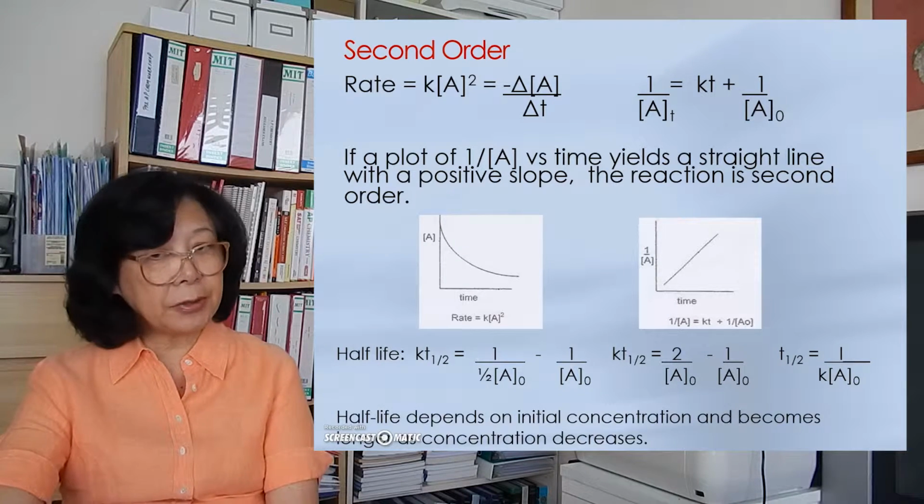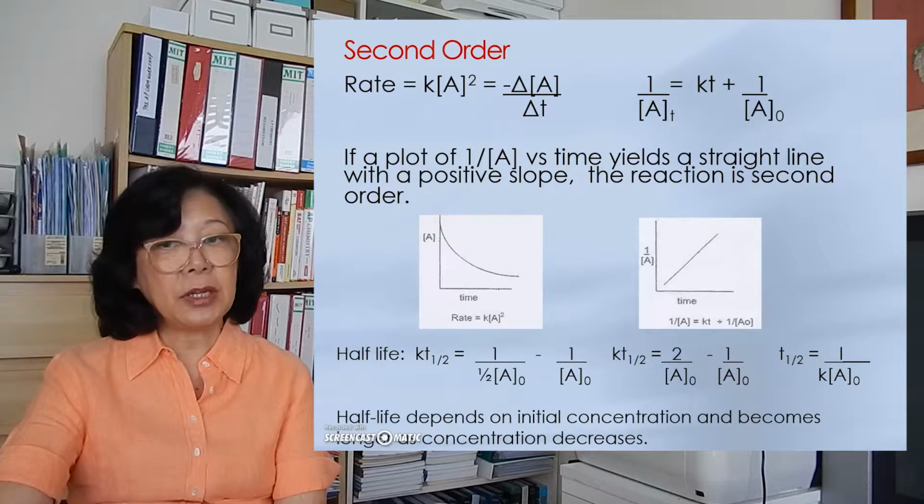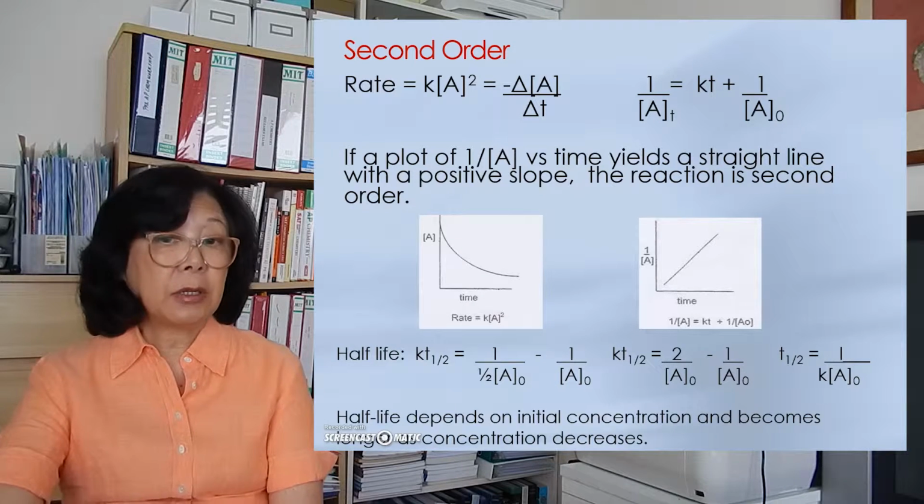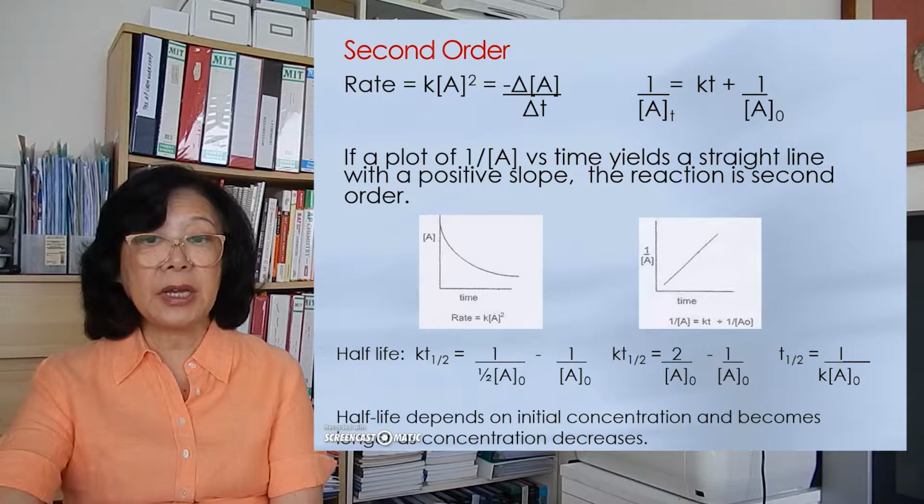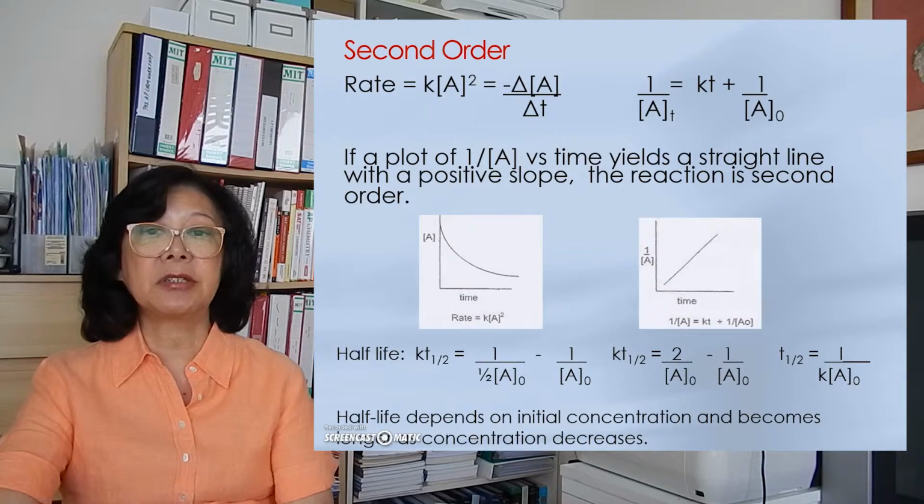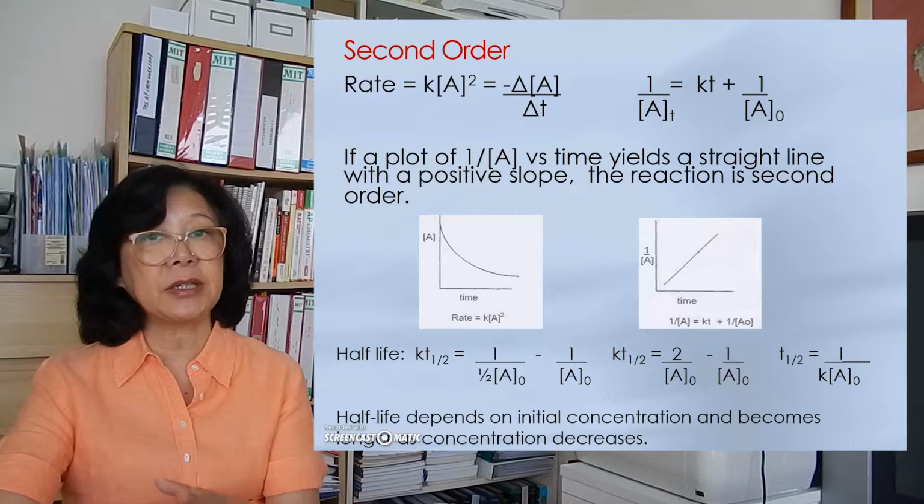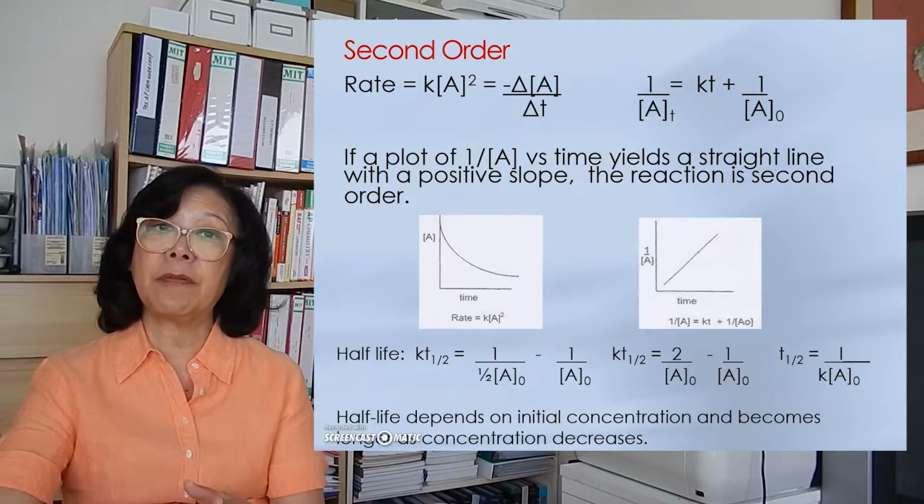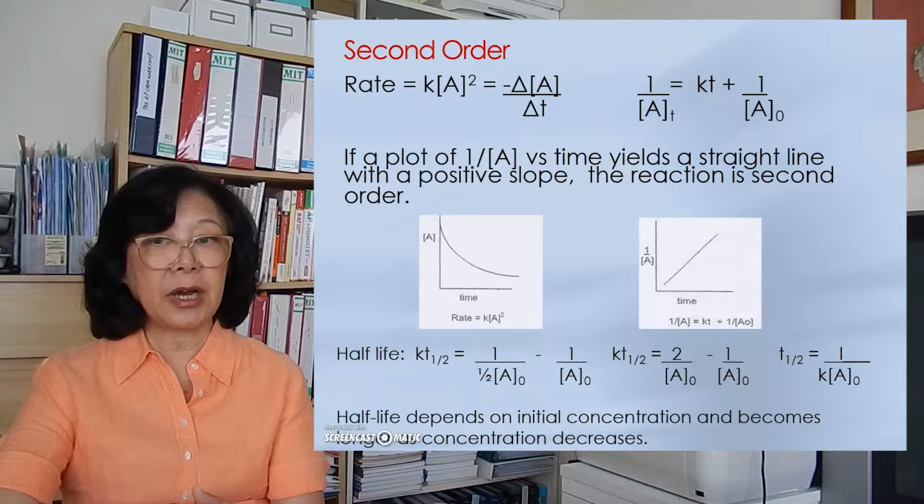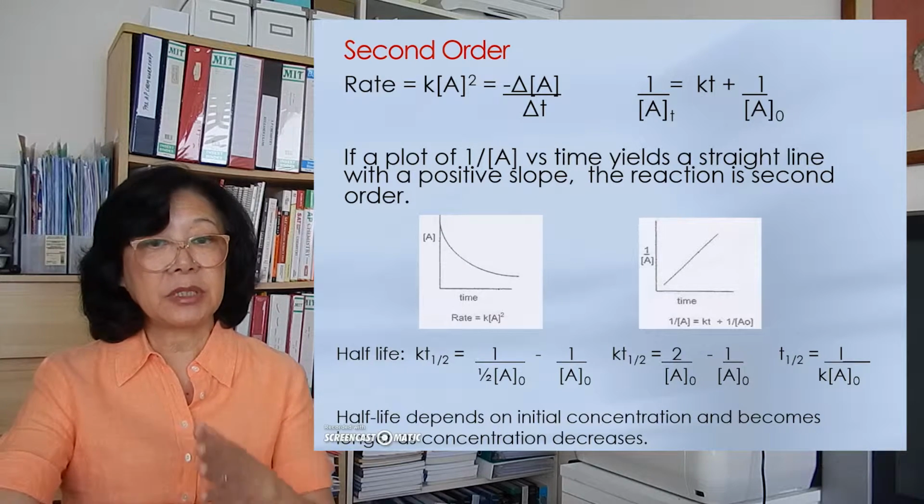Now please note that the half-life depends on initial concentration and becomes larger, or longer, as concentration decreases. So this is the difference between first and second order half-life. First order half-life is constant. Second order half-life actually becomes longer.